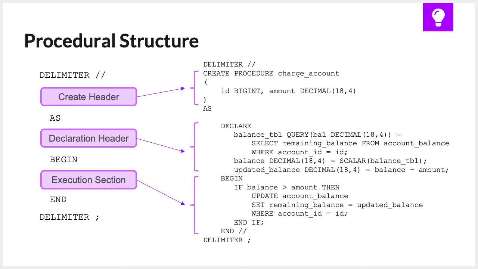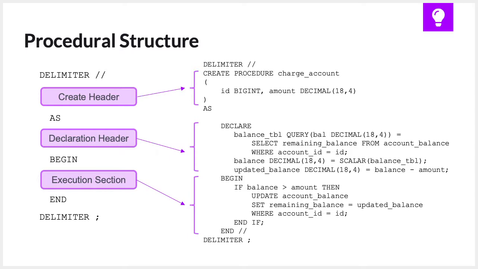This section is where we define our scoped variables. The variables must be typed, and we can't use reserved keywords, of course. And as we can see, we begin this section with the declare keyword, and in our example, we have three variables: balance table, which is a result set of this particular user's balance, and a balance variable, which converts that result set to a single scalar decimal value, and an updated balance variable, which subtracts the charge amount from the recently queried balance.